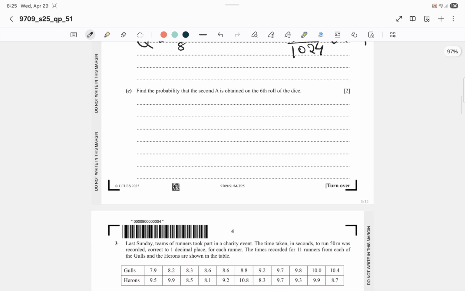Then it says find the probability that the second A is obtained on the 6th roll of the dice. Okay, so one time A is already rolled, and a second time is rolled on the sixth roll. Okay, so basically 6 times. 1, 2, 3, 4, 5, 6. He rolls the dice 6 times, and he gets A on the sixth try, but we don't know when he gets the other A. It can be either here or here or here or here or here. We don't know when. He can get it in any one of these 5 rolls, right?